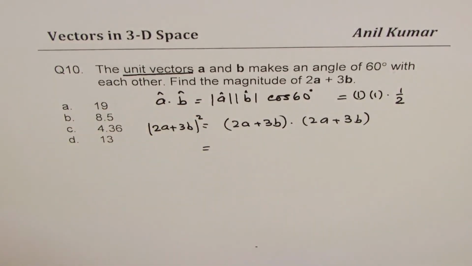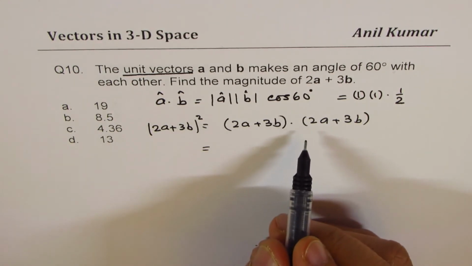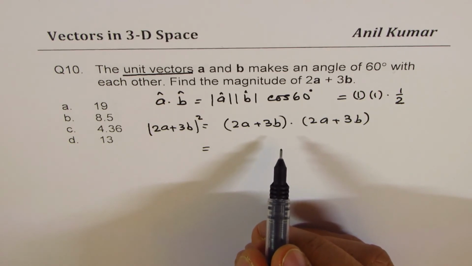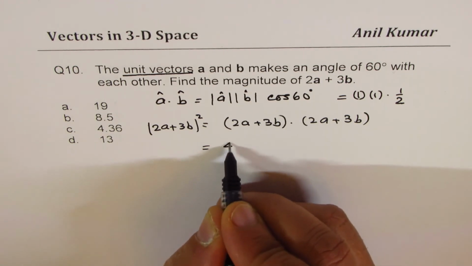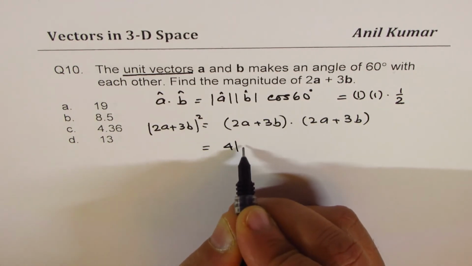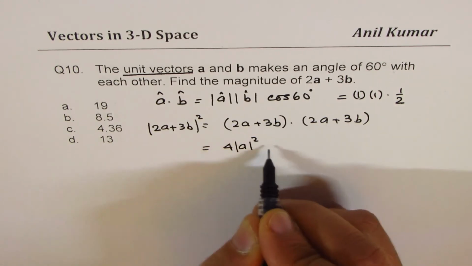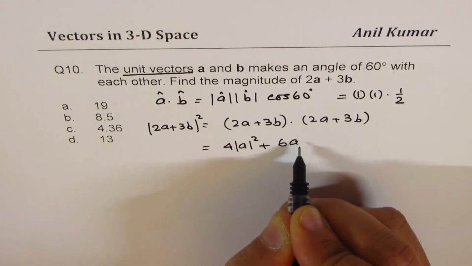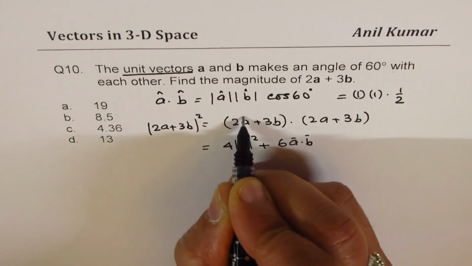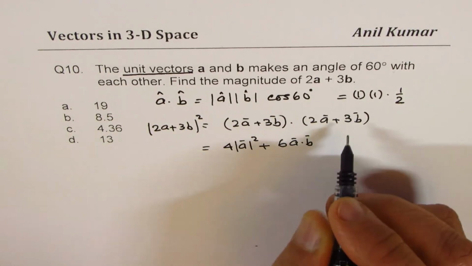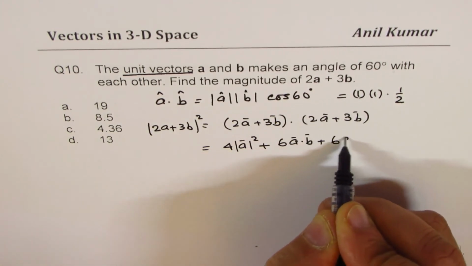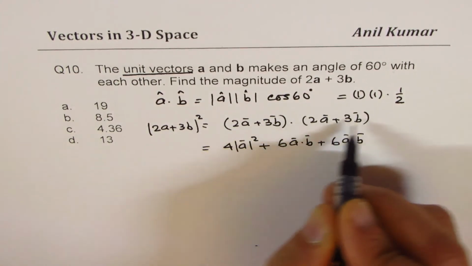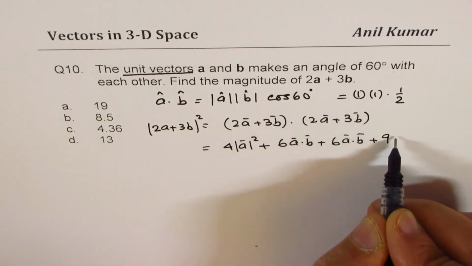I have taken this question mainly because in the previous portion, many students could not get this answer. So I have included a few from R2. Now when you do the dot product, we get 4 times the magnitude of A squared, then plus 6 A dot B. It's good practice to write them with their vector notation. So plus 3 times 2, 6 A dot B, and then plus 9 times the magnitude of B squared.